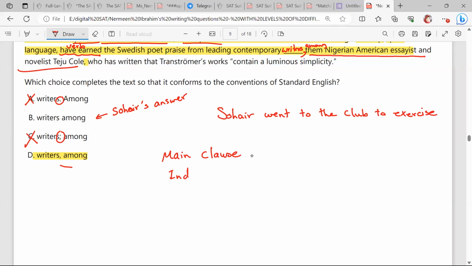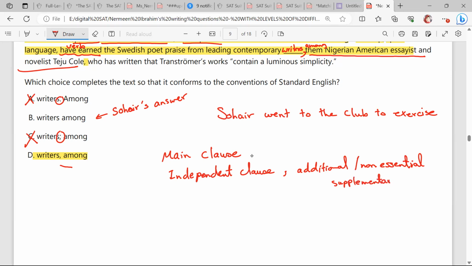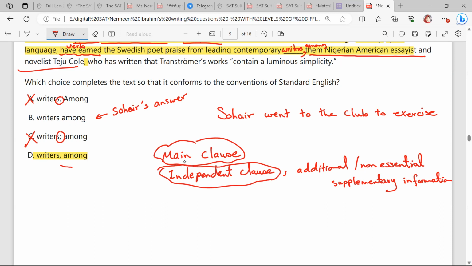which is the independent clause, and then the additional non-essential supplementary information. So please take notes. We have here the main clause, which is the independent clause. A complete meaning, a subject, verb, complete thought. And then, if you want to add non-essential information, additional information about a certain thing, you can separate the independent clause from the additional information using a comma. One way to separate them using a comma.